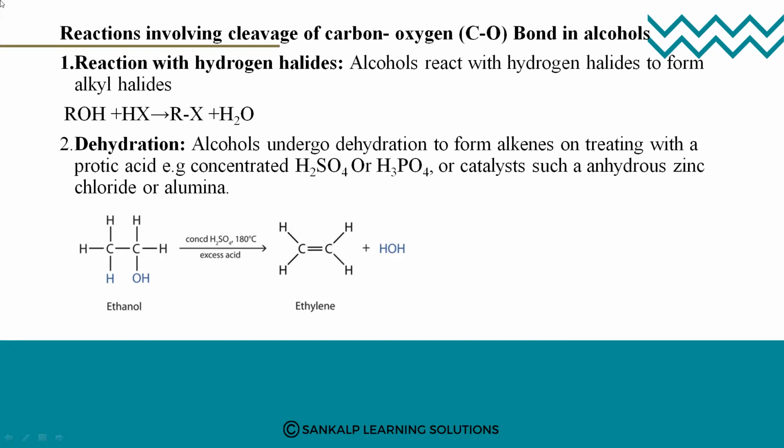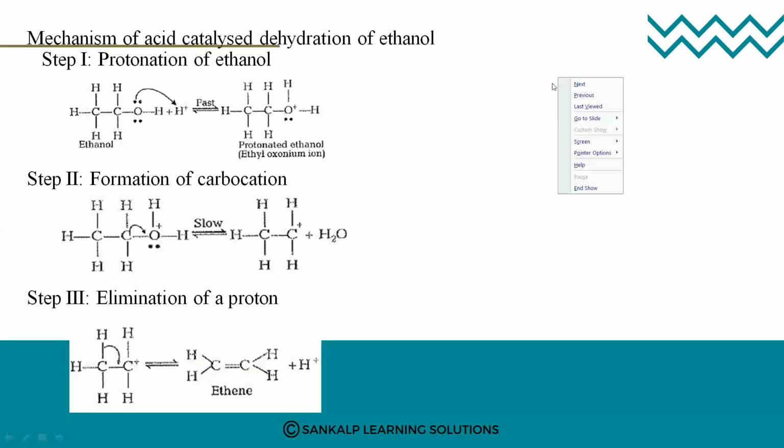This reaction takes place in the presence of concentrated acid and some catalyst like anhydrous zinc chloride or aluminum. You can see the reaction: ethanol is treated with excess of concentrated acid like H2SO4, and ethene is obtained, plus a water molecule. Loss of a water molecule is called a dehydration reaction.